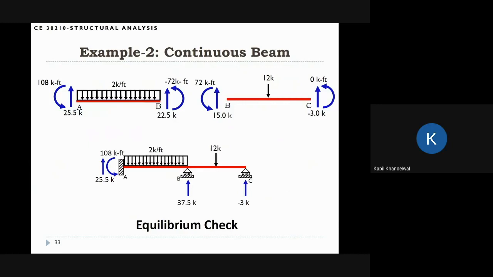And typically, I don't require you to do these kinds of checks, but it's important that if you have a problem, you should do these kinds of mental checks to see if your results are making sense. So if you have done the algebra correctly, and if you have not made any mistake, your system should be under equilibrium. And this completes example number 2.